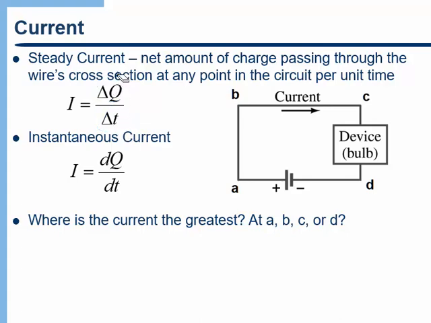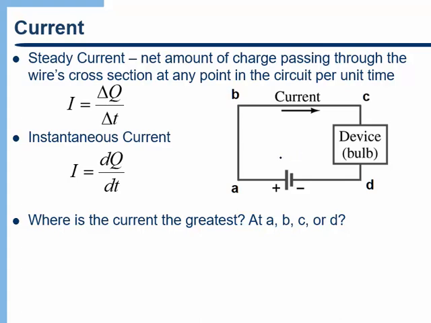We can also define the instantaneous current if the current is not steady but is changing. And then, just as we've done so many times this year, we go from deltas to a derivative. And we'll need that definition of instantaneous current in the next chapter.